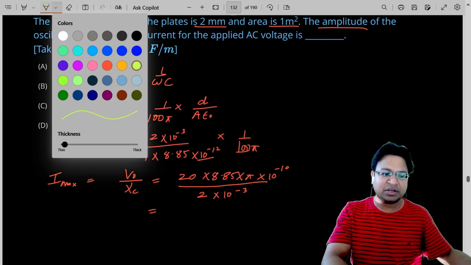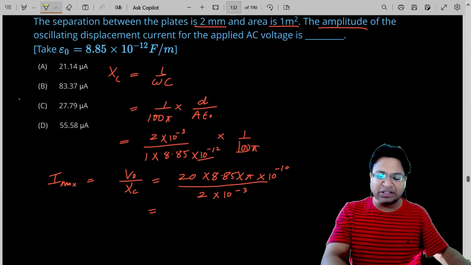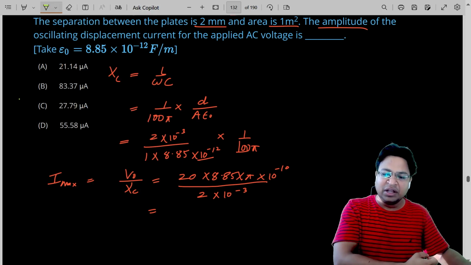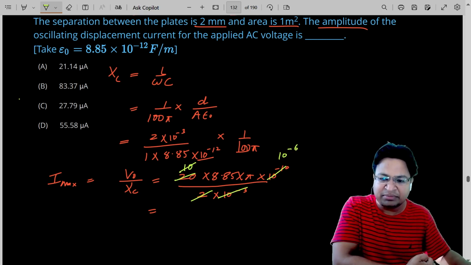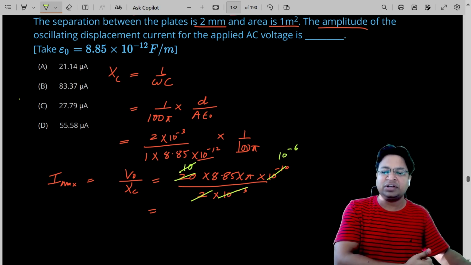Let me change the color of the pen. Here I see there is no pi in the option, so we will have to substitute the value of pi. This 2 gets cancelled with this 20. I get a 10 here, and this gets cancelled. I get a 10 raised to power minus 7 here. I also adjust this, so minus 6. So we are getting current in the microamperes, and the value would be 8.85 into pi.